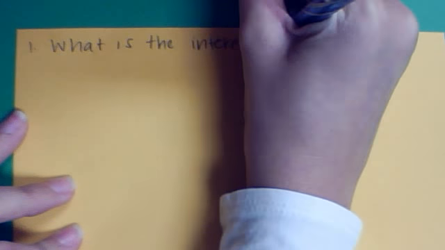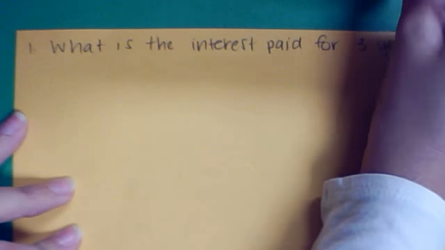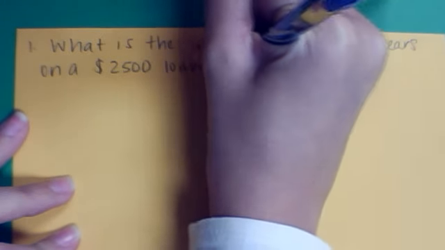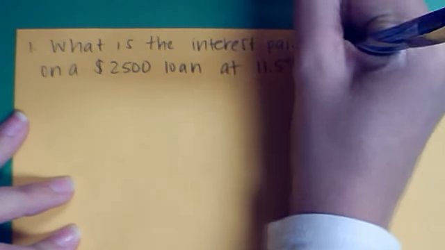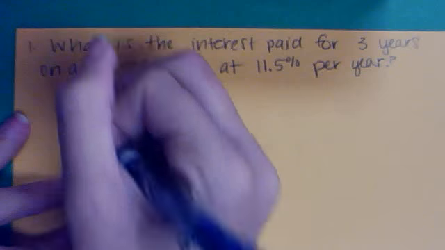Okay, some examples. Number 1. What is the interest paid for 3 years on a $2,500 loan at 11.5% per year? So we want to figure out the interest.